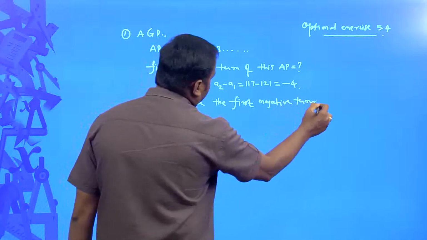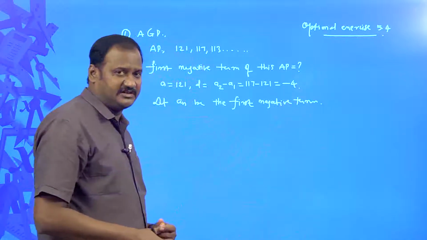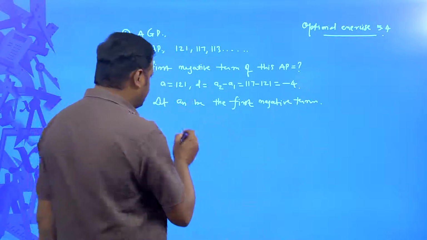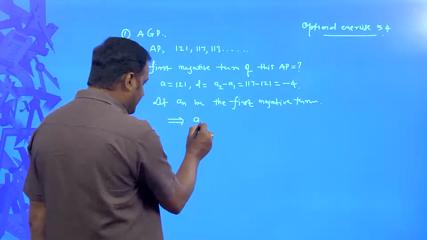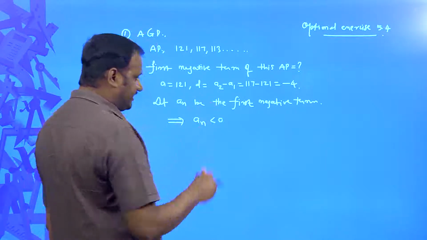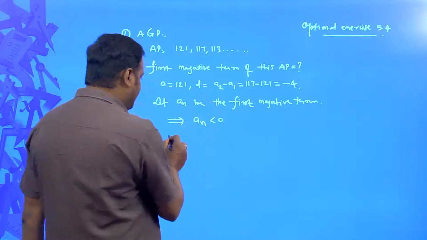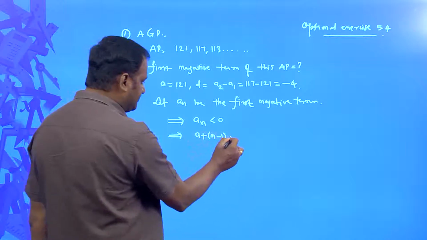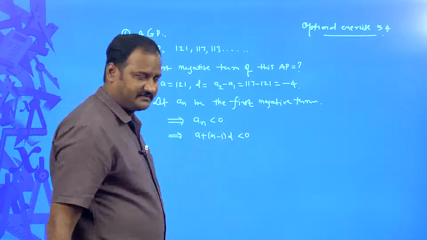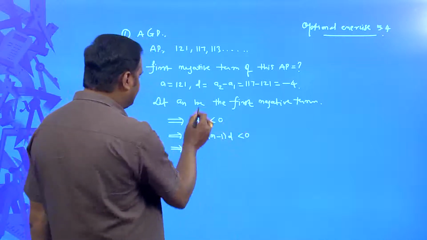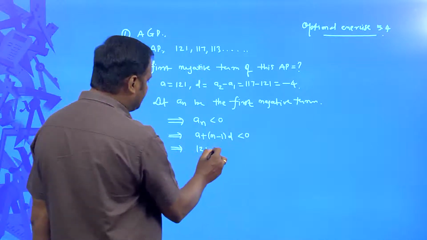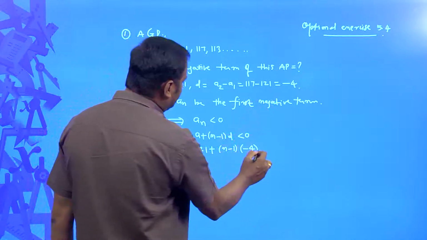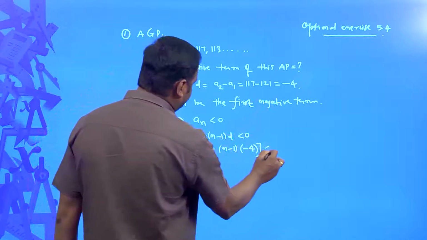So generally what are negative numbers? Negative numbers are the numbers less than 0. So according to this, my AN is the first negative number, so AN is less than 0. Then I will substitute the formula for AN, that is A plus n minus 1 times D less than 0, right. The value of A is 121, it was given, plus n minus 1 times D, which is negative 4, less than 0, right.